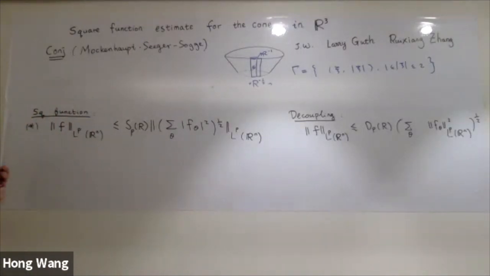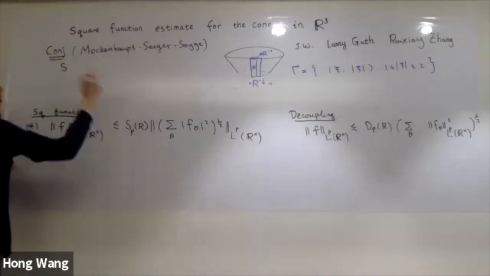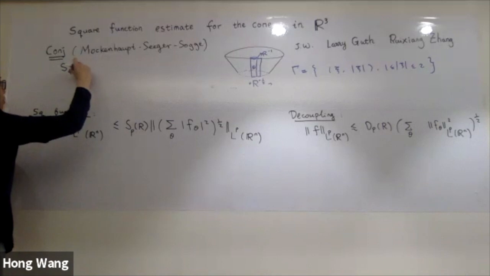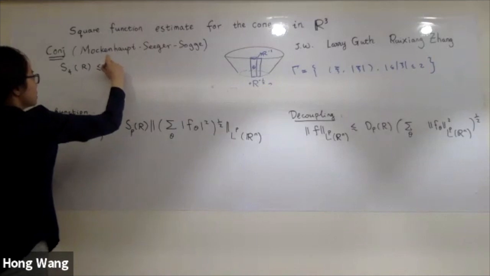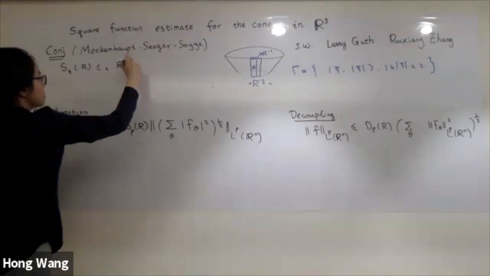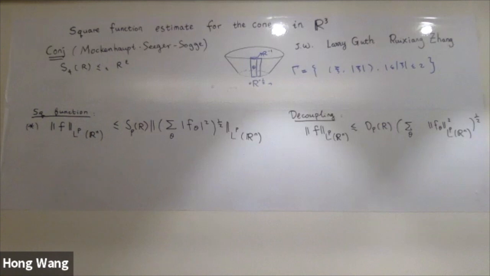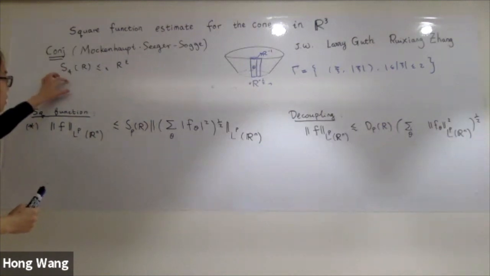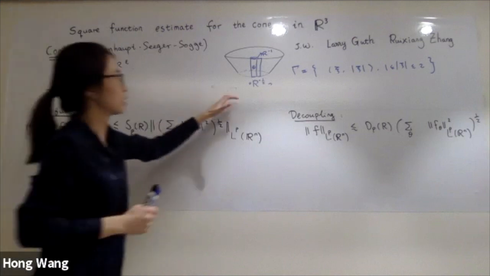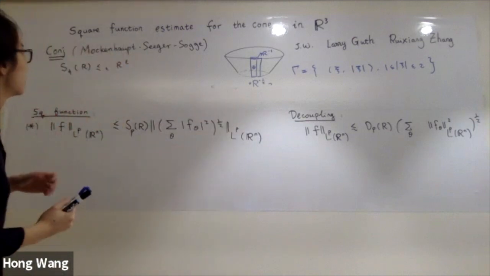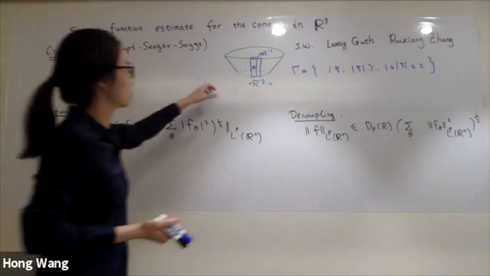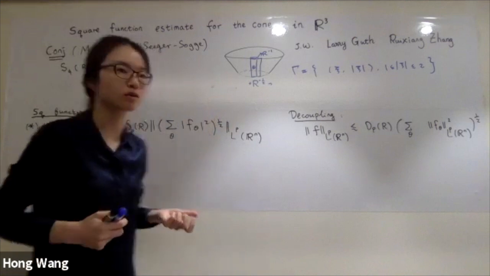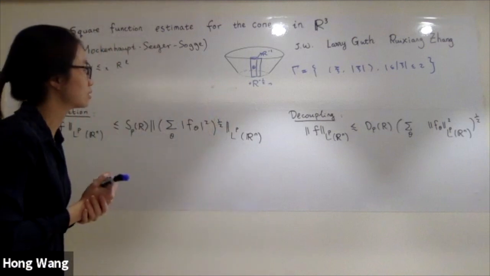It was conjectured by Mockenhaupt, Seeger, and Sogge that for the cone in R^3, the square function estimate in L^4 is bounded by R to the epsilon. So 4 is the critical p for the cone in R^3 for many reasons. For people who do harmonic analysis, 4 for the cone in R^3 is the critical exponent for the restriction estimate.